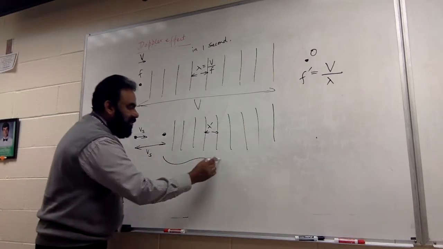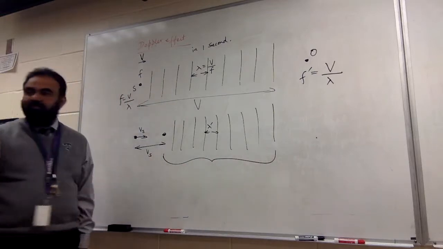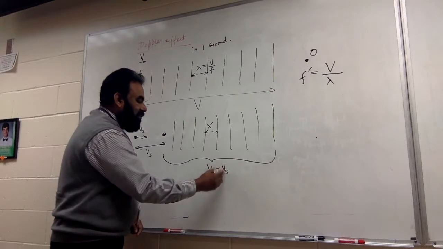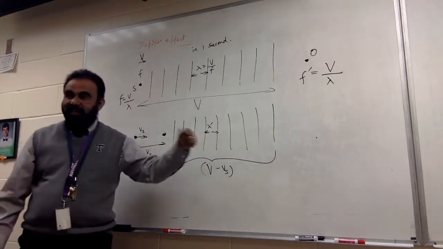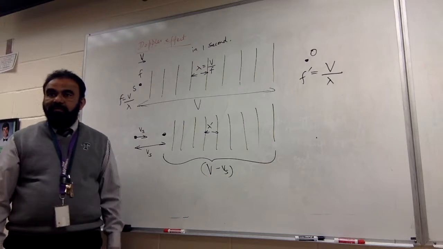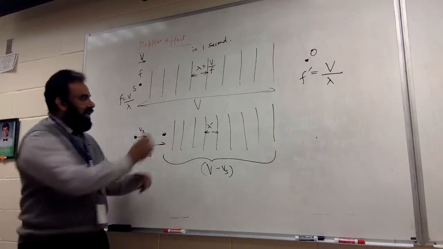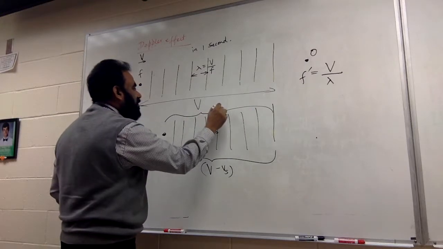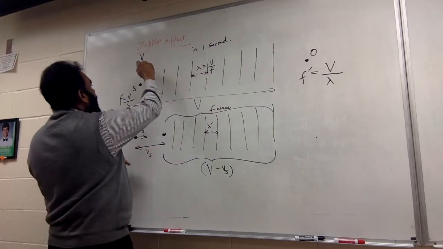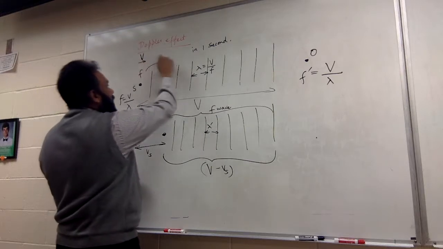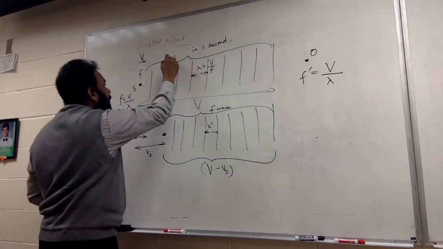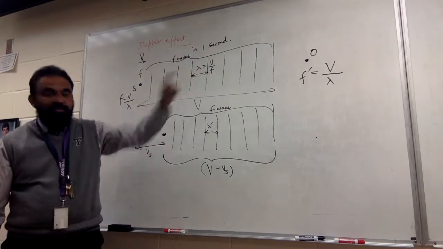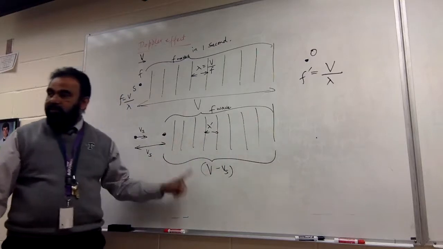How can you find the wavelength? What is this distance? V minus Vs. And how many waves are in that space? F waves, right? There are F waves in that region. There are F waves in this region. There are F waves from here to here in a shorter region.